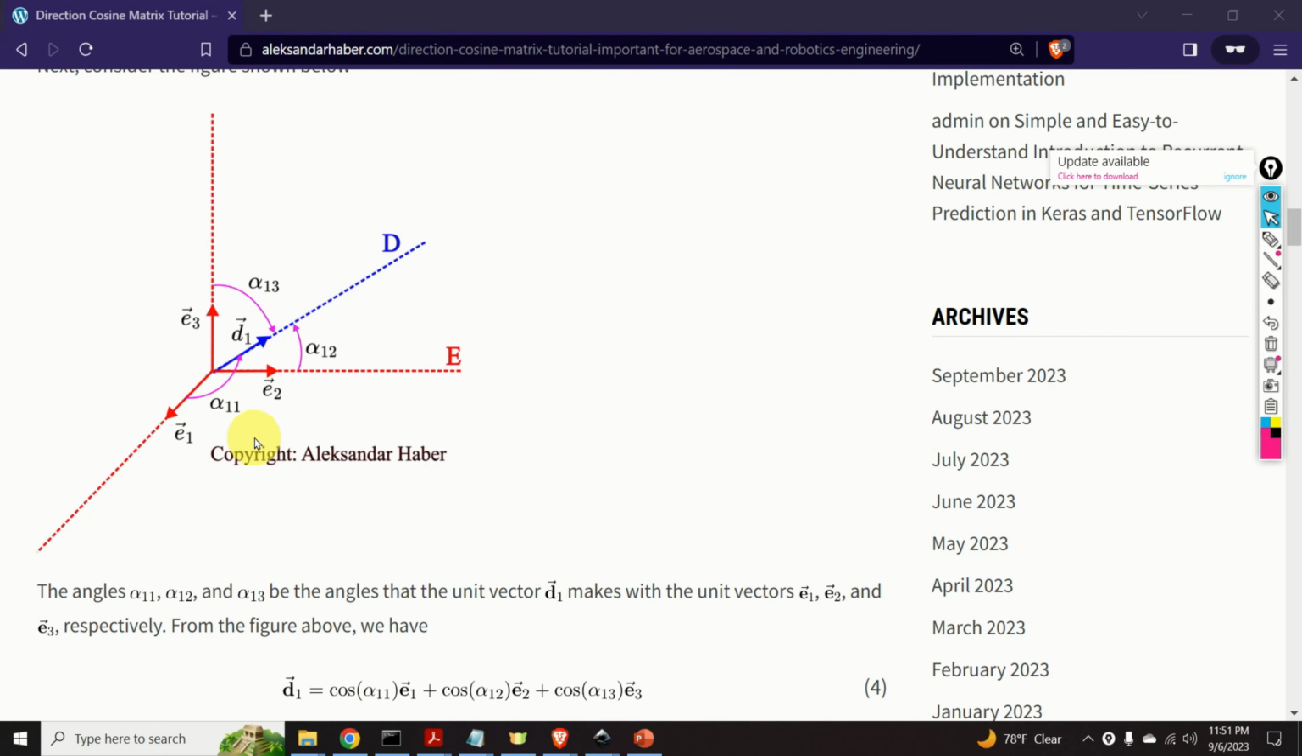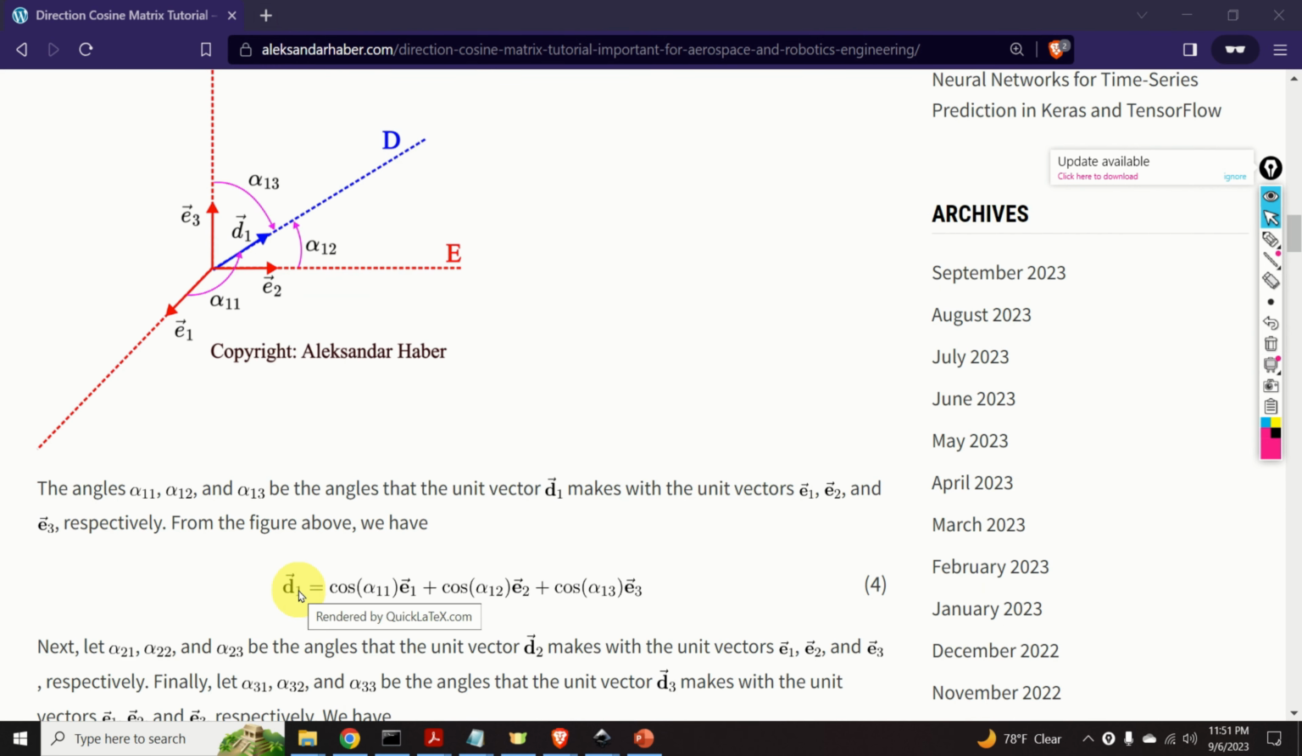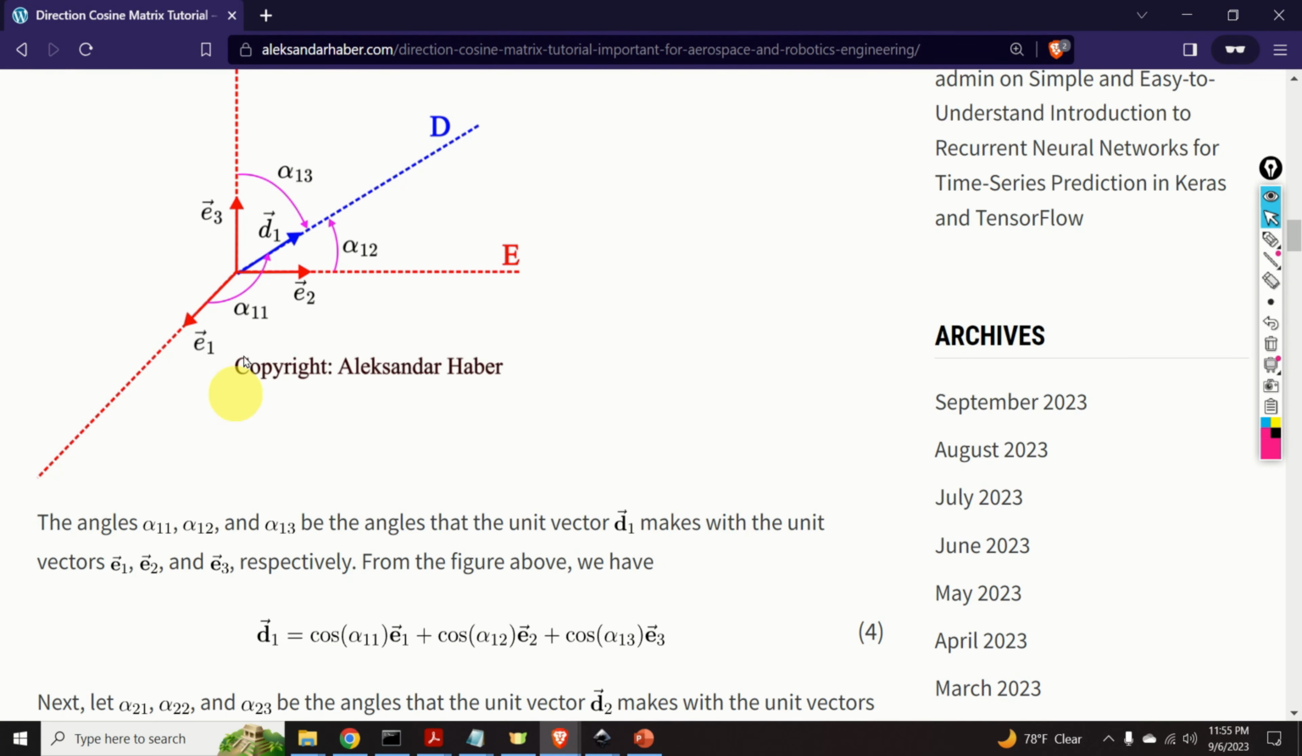We can use this figure to represent the unit vector D1 in the coordinate system E. We can write D1 as a vector equal to cosine alpha 1,1 times the unit vector E1, plus cosine alpha 1,2 multiplying the E2 unit vector, plus cosine alpha 1,3 multiplying the unit vector E3. Over here, we projected the unit vector D1 onto the axis of the coordinate system E.